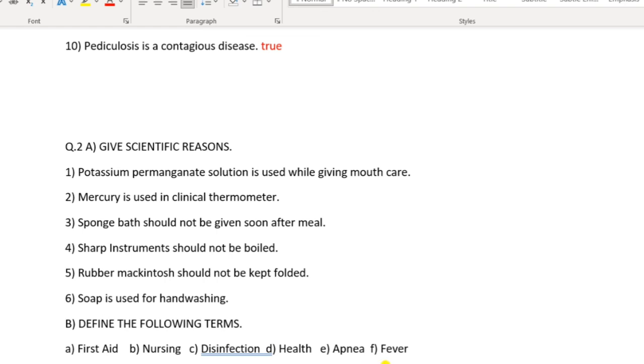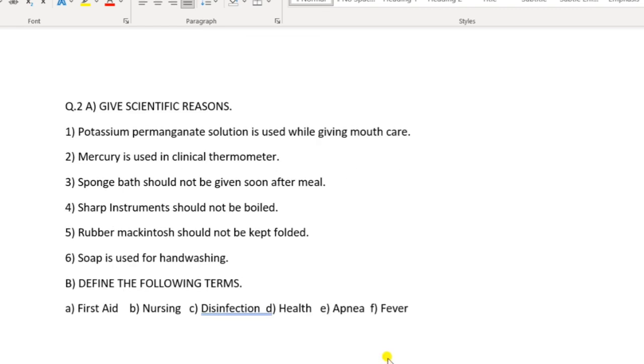Then fever is defined as a rise in the temperature above 99.2 degrees Fahrenheit, that is 37.2 degrees Celsius. Then discomfort. Discomfort is defined as a lack of comfort. The usual causes of discomfort of the client are included.